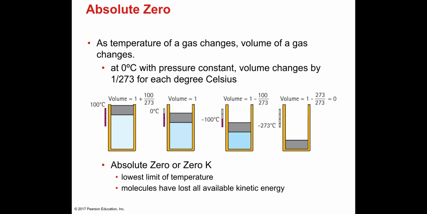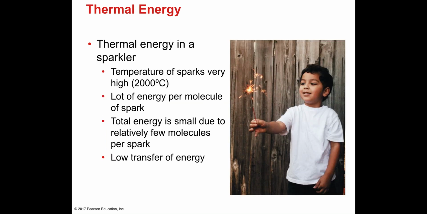As temperature of a gas changes, the volume of a gas changes. Okay? At 0 degrees Celsius with constant pressure, volume changes by 1 over 273 for each degree Celsius. So what we are trying to explain here is that when you heat an object, it expands, it increases volume. And when that object is cold, what happens? It contracts, it reduces volume. Okay. So the absolute zero or 0 Kelvin again is the lowest limit of temperature. Molecules are believed to have lost all available kinetic energy.